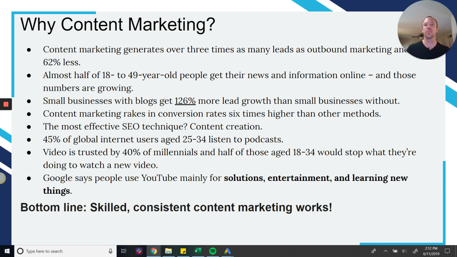Now, 45% of the global internet users aged 25 to 34 listen to podcasts, right? And those are all opportunities for you to either advertise on or just create your own, depending on what your business model is, right? And then video is trusted by 40% of millennials, and half of those aged 18 to 24 would stop what they're doing to watch a new video. Now, that's very, very important whenever you're talking about advertising on social networks or any content networks where they're actively engaged in that type of content that they're searching for, right?